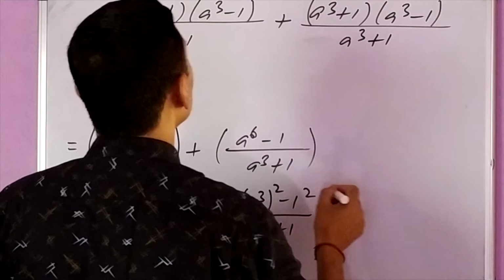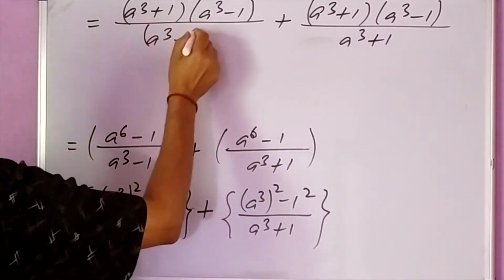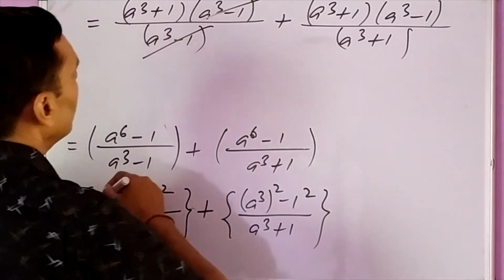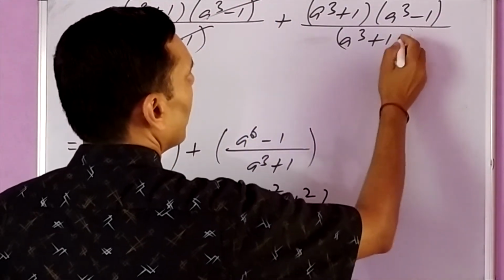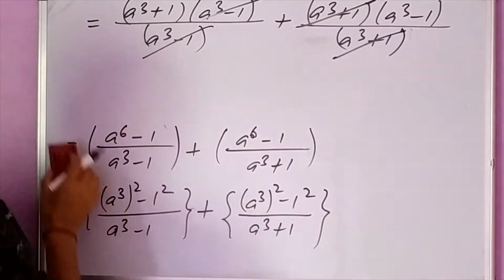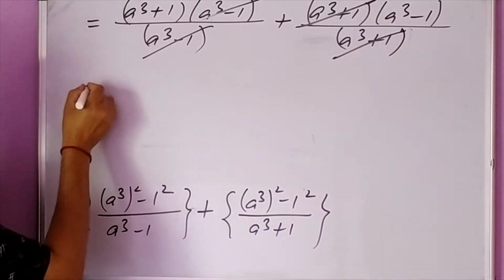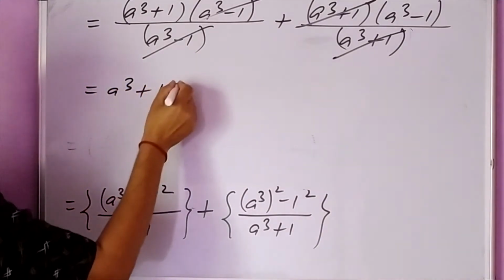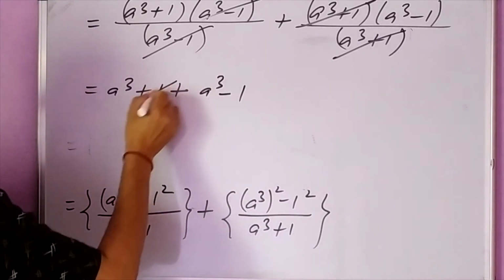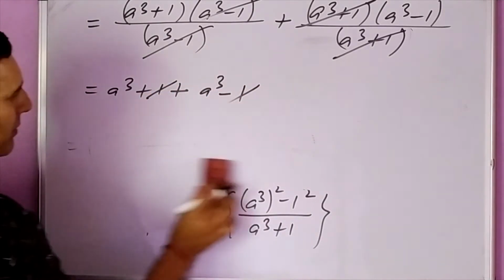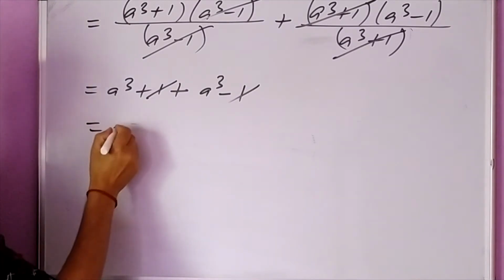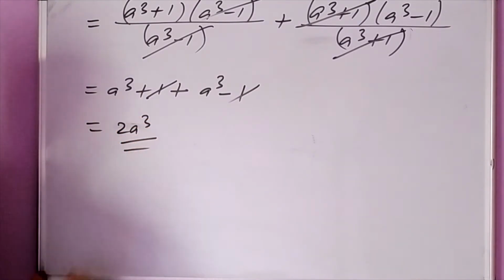plus 1. So keeping this in bracket, this a cube minus 1 and a cube minus 1 cancel in numerator and denominator. With this a cube plus 1 and a cube plus 1 here also. Then what is remaining here? A cube plus 1, and in the second term a cube minus 1. This plus 1 and minus 1 also cancel. So finally we get a cube plus a cube, it is 2a cube. So this is the answer.